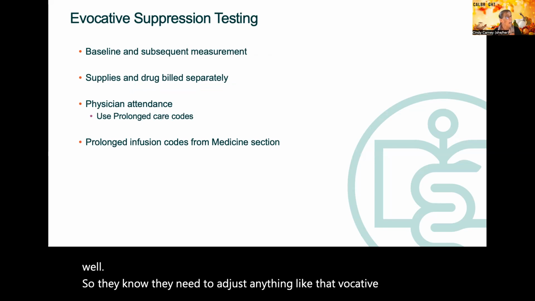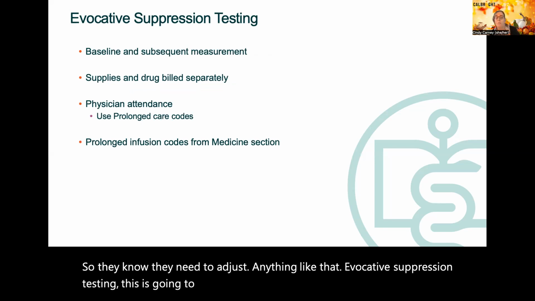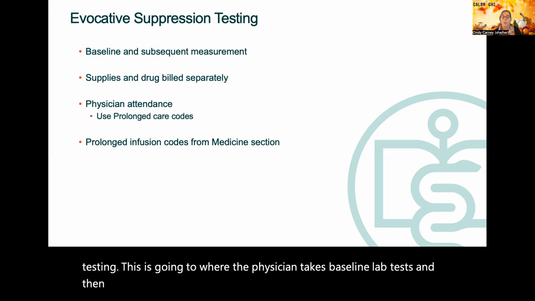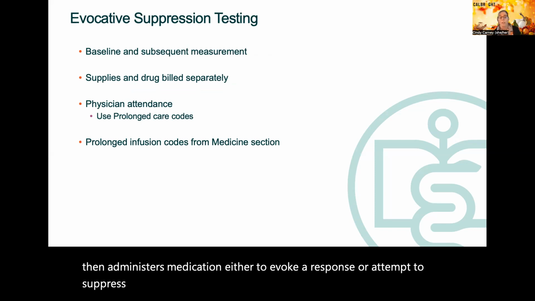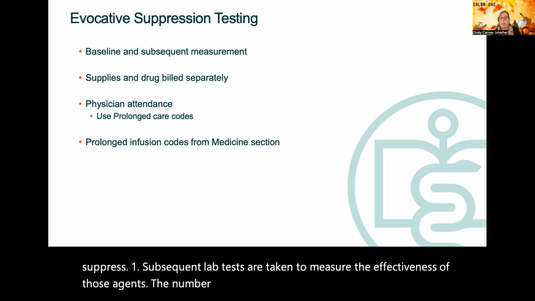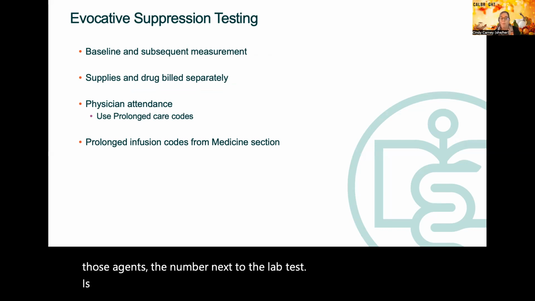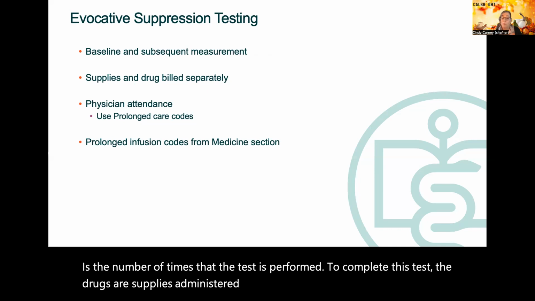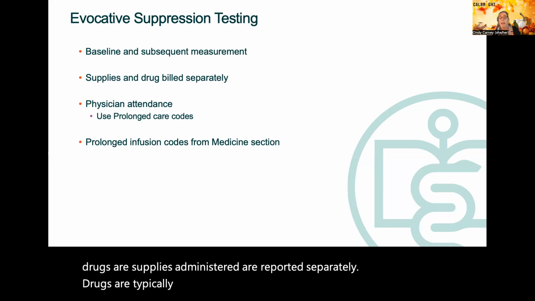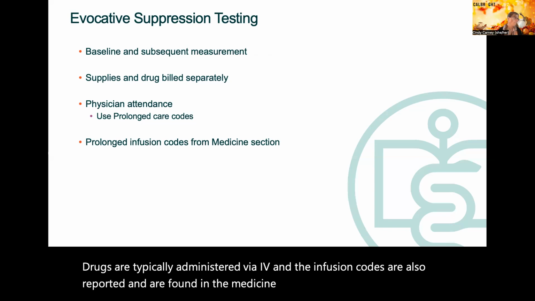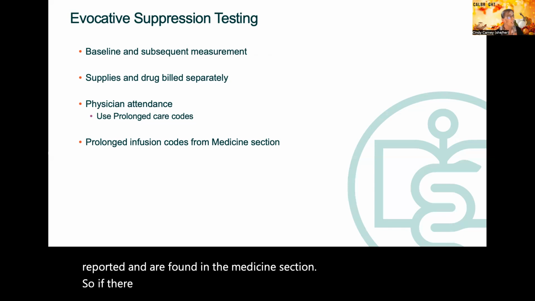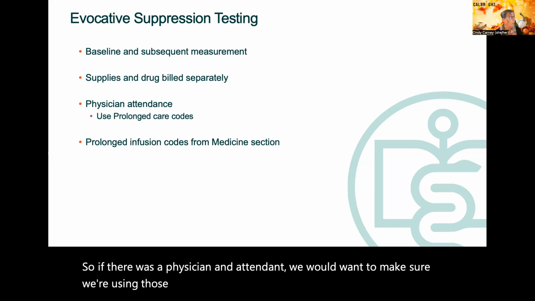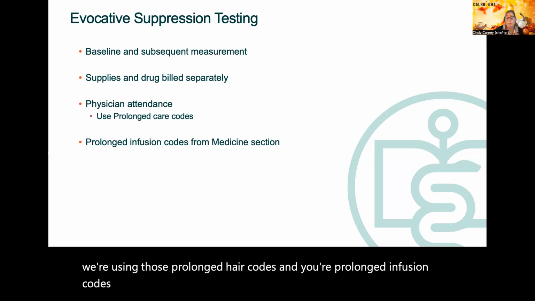Evocative suppression testing. This is where the physician takes baseline lab tests and then administers medication either to evoke a response or attempt to suppress one. Subsequent lab tests are taken to measure the effectiveness of those agents. The number next to the lab test is the number of times that the test is performed to complete this test. The drugs or supplies administered are reported separately. Drugs are typically administered via IV, and the infusion codes are also reported and are found in the medicine section. So if there was a physician in attendance, we would want to make sure we're using those prolonged care codes. And your prolonged infusion codes come from the medicine section.